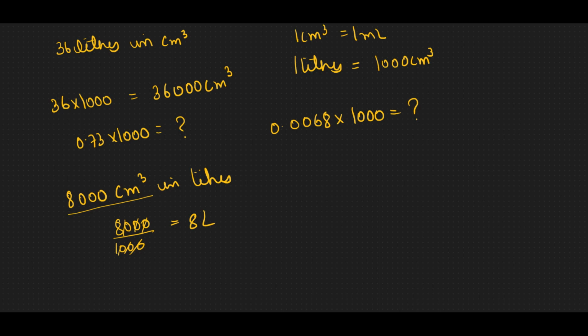Okay. Next one you have is 2000 centimeter cube divided by 1000. You will get 2 liters. The last one is 3,500 centimeter cube divided by 1000. So this will be 3.5 liters.